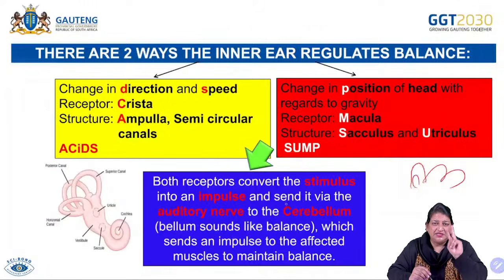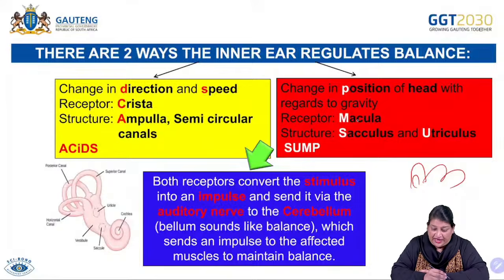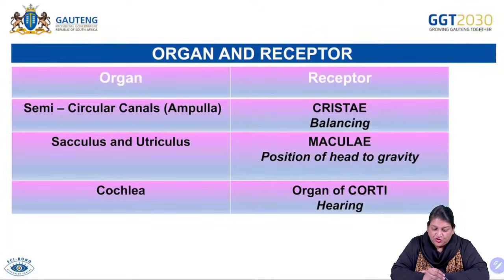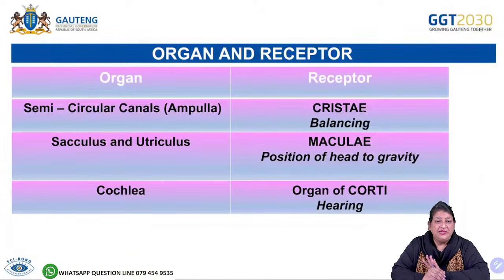The two receptors: cristae, which is sensitive to changes in the position of the head to gravity, and the macula, which is sensitive to the position of the head. All right. So here you have your receptors, your cristae, your macula, and your organ of Corti, which is sensitive to your pressure waves. And this one, position of the head to gravity, and this cristae is responsible for sensing the speed and direction of head changes.